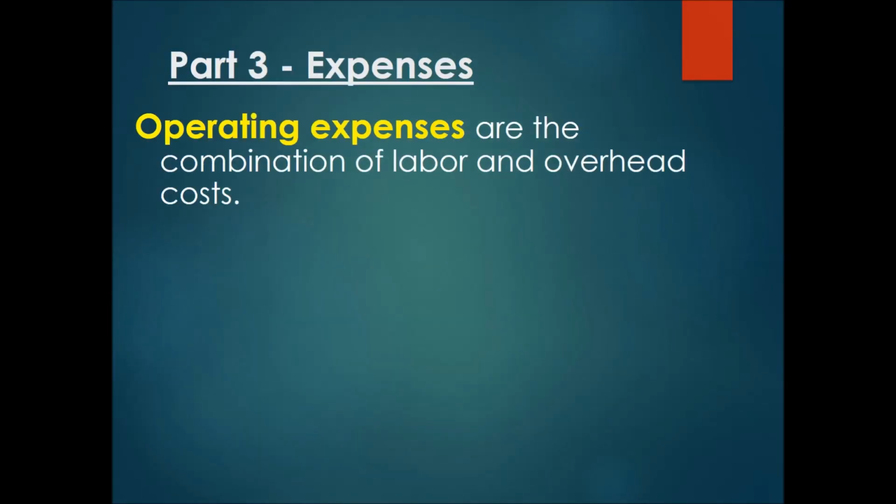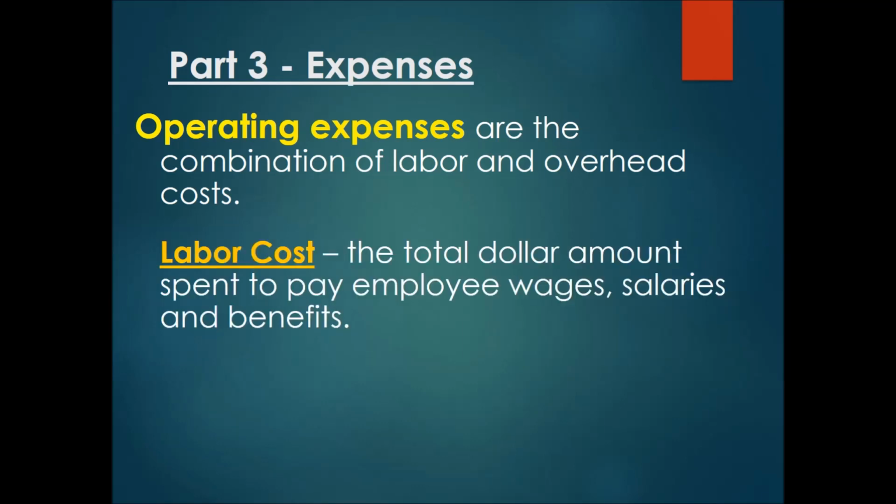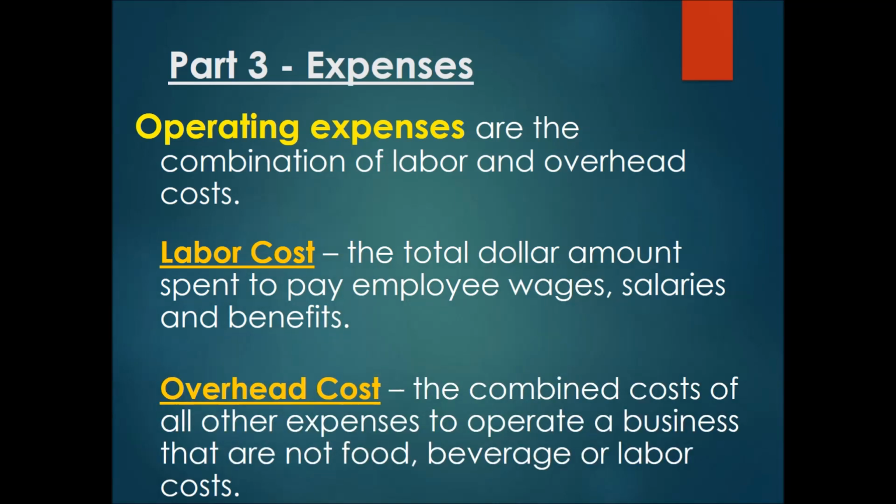Operating expenses in the bottom half of the income statement consist of all labor and overhead costs. Labor costs is the total dollar amount spent to pay employee wages, their salaries, their benefits, and their payroll taxes. Overhead is the combined cost of all other expenses that a business incurs, excluding food, beverage, and labor. Some examples of overhead costs would be linen, glassware, equipment, occupancy costs like rent or mortgage, utilities, advertising. All of those would be considered overhead.